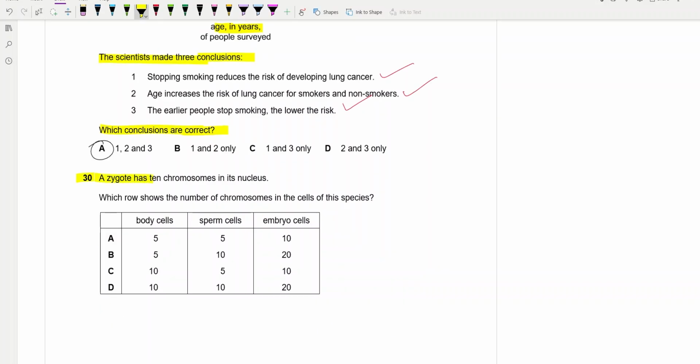Question number 30. A zygote has 10 chromosomes in its nucleus. Which row shows the number of chromosomes in the cell of this species? So, if a zygote has 10 chromosomes in its nucleus, the body cells would also be 10, the embryo cells would also be 10, and the sperm cells would be 5. The correct option would be option C.